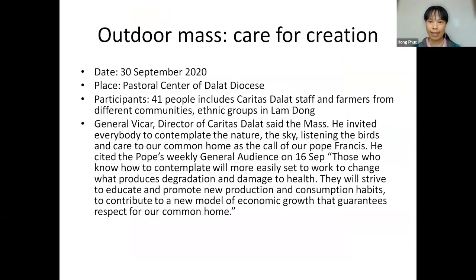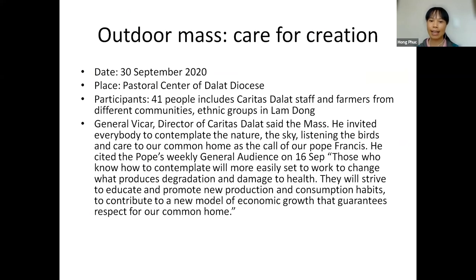Another Capstone project: we organized an outdoor mass, a mass caring for creation. We did it on the last day of September 2022 in the pastoral center. There we gathered the people, including Caritas Dalat staff and mostly farmers from different communities, from different ethnic groups in Lam Dong.